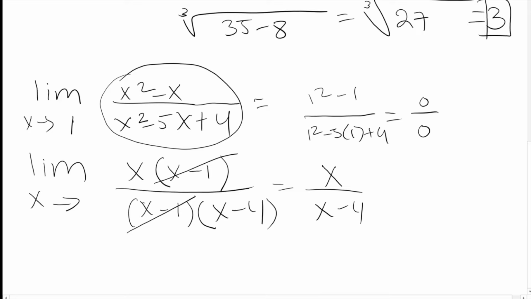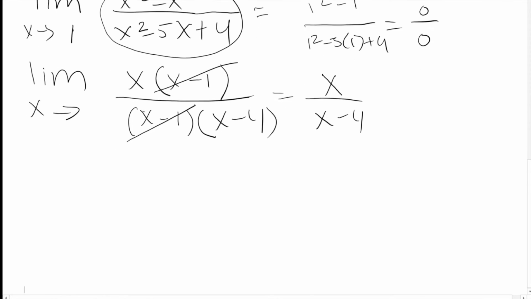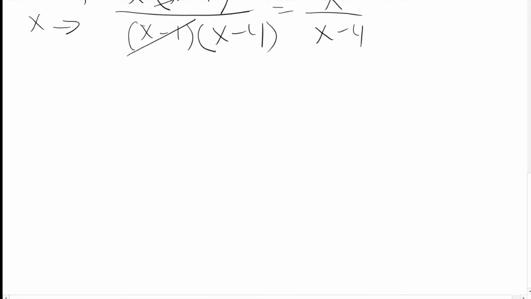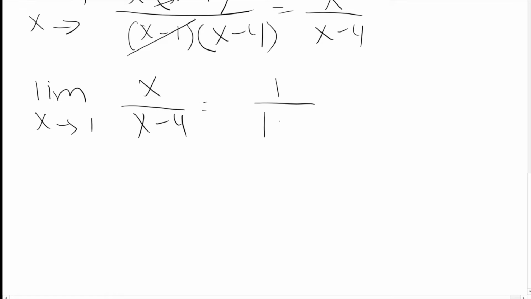So now this becomes the limit as x goes to 1 of x over x minus 4. At this stage we can now go ahead and plug in the 1. We get 1 over 1 minus 4. That becomes 1 over negative 3, which is minus 1 over 3.